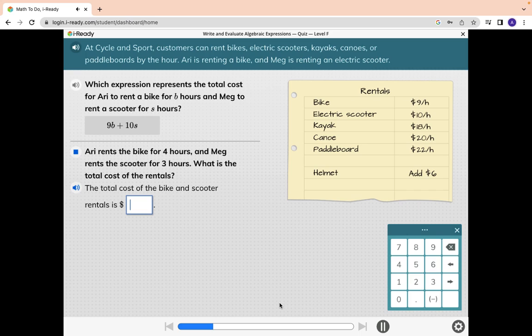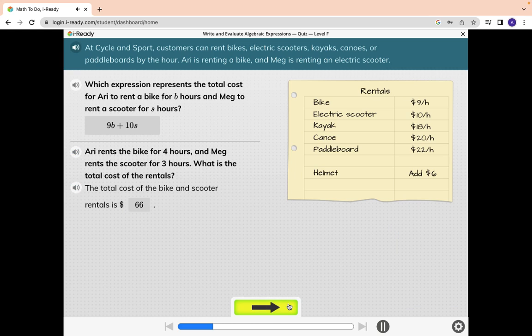Ari rents the bike for 4 hours, and Meg rents the scooter for 3 hours. What is the total cost of the rentals? So first we need to find Ari's cost, which is 9 times 4. 9 times 4 equals 36, plus 10 times 3, which is 30, so it's 66, plus the helmet, which is 12.